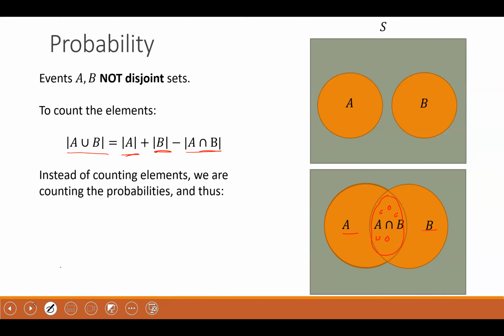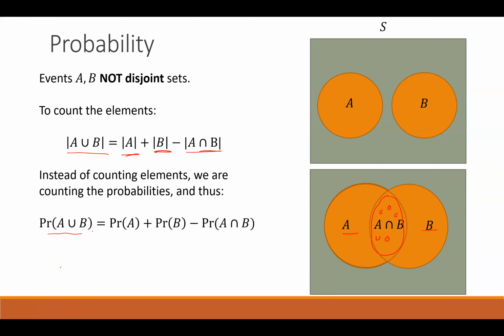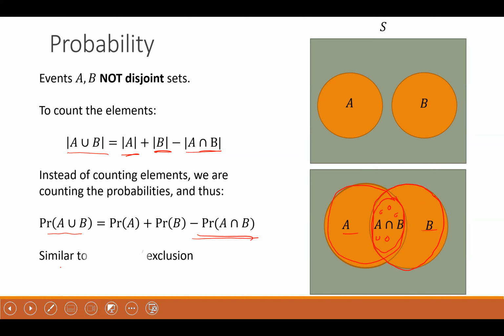Well, the same rule applies to probability. The probability of A union B, well, I take the probability of everything in A plus the probability of everything in B, right? So I'm simply summing up all the outcomes in A and B, which means that I've added all of these outcomes twice. All right, so that means I need to use sort of an inclusion-exclusion rule in order to get to the actual probability. So I'm going to subtract the probability of the intersection. We will see, similar to inclusion-exclusion, we'll see an example in a second. Yeah, questions? All right.